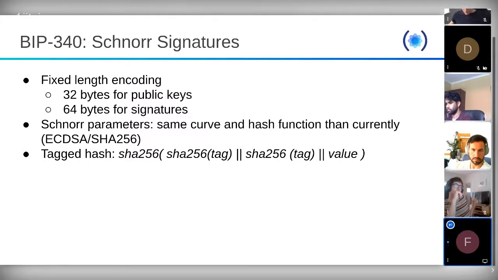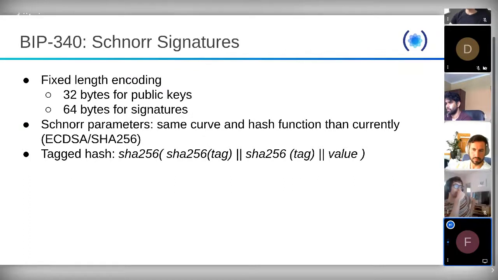So the curve is secp256k1, the same as what we do with ECDSA, and the same hash function, which is SHA-256. In there, it's also defined how we sign messages, how we verify messages, and how we derive keys, because we do some extra hashing and things like that.